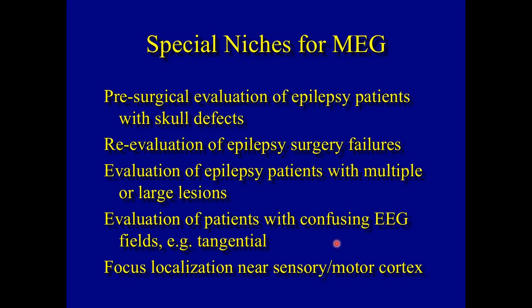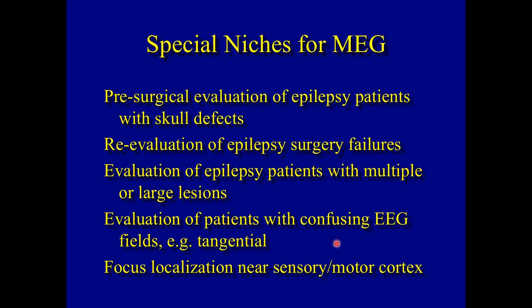Same way with multiple lesions. Let's say a kitty has multiple tubers, but the seizures seem to be all of one type. Well, which one of the tubers is the bad one? MEG can be very good in localizing which of multiple lesions is the epileptogenic one.